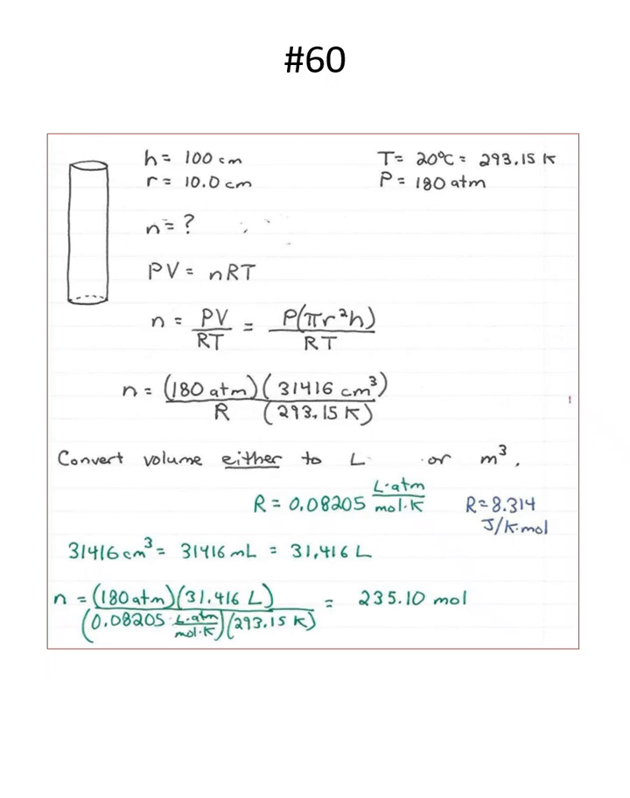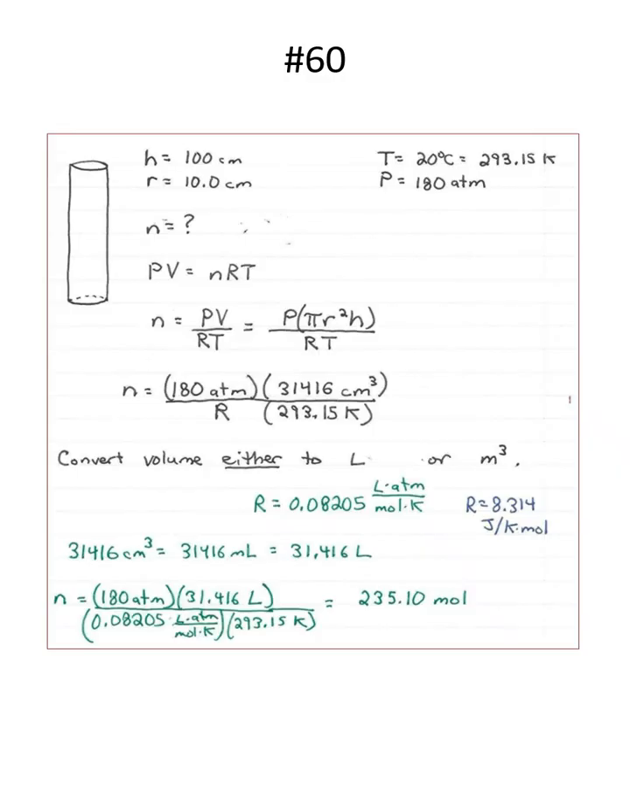Number 60. A compressed air cylinder stands 100 centimeters tall and has an internal diameter of 20 centimeters. At room temperature, its pressure is 180 atmospheres. How many moles of air are in the cylinder? What volume would this air occupy at room temperature and 1 atmosphere of pressure?